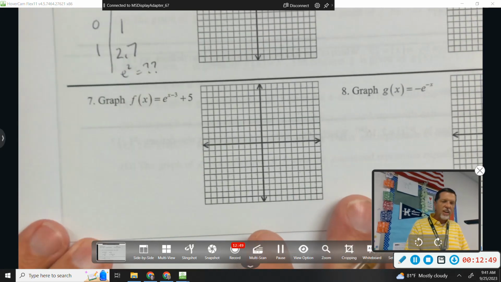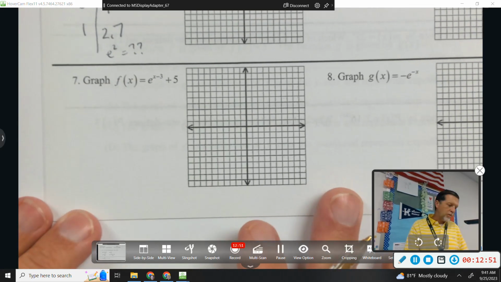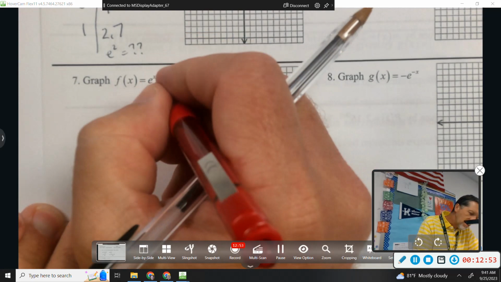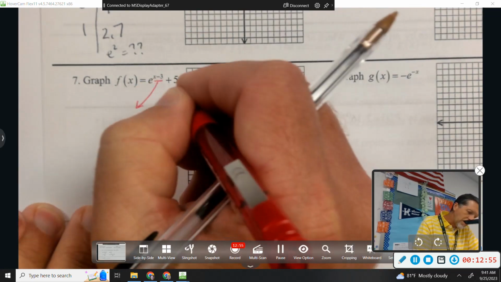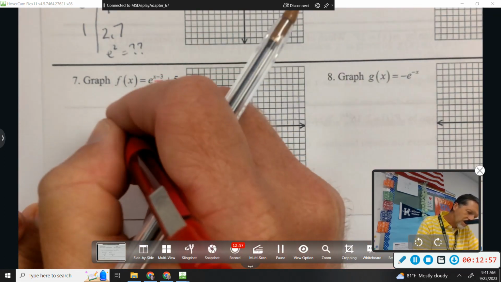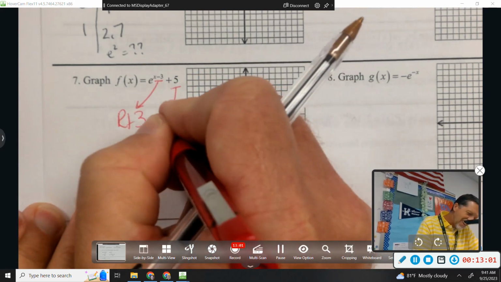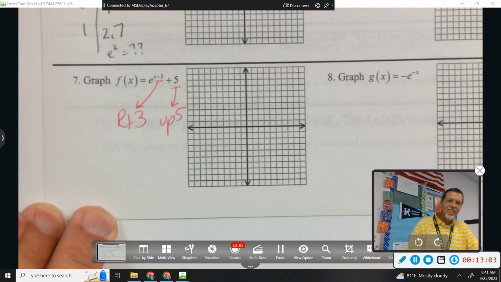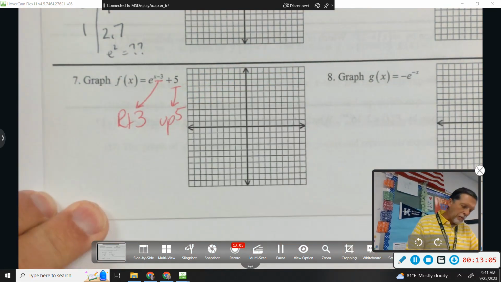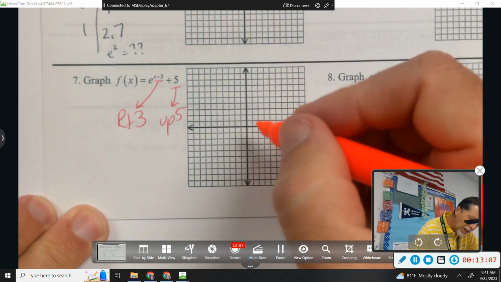Speaking of adjusting, two adjustments on number 7, what's the x minus 3 do? Okay, right 3 and up 5. So I'm going to do that. I'm going to move my origin right 3 and up 5.